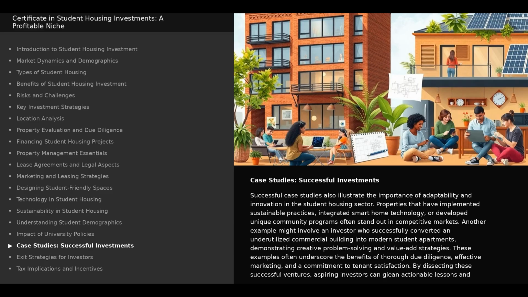problem-solving and value-add strategies. These examples often underscore the benefits of thorough due diligence, effective marketing, and a commitment to tenant satisfaction. By dissecting these successful ventures, aspiring investors can glean actionable lessons and apply proven methods to their own projects, mitigating risks and enhancing their potential for profitability. Each success story offers a blueprint for future endeavors.